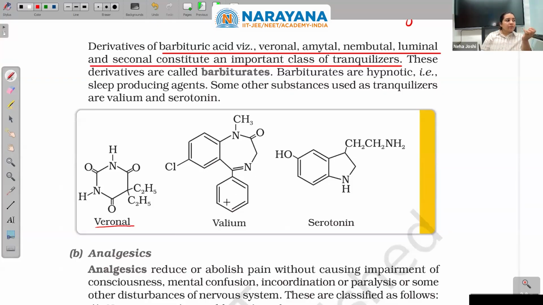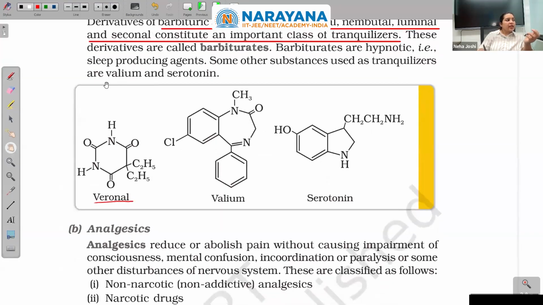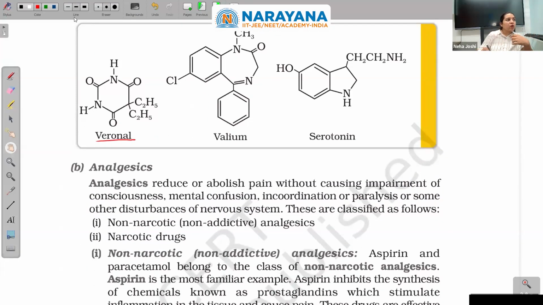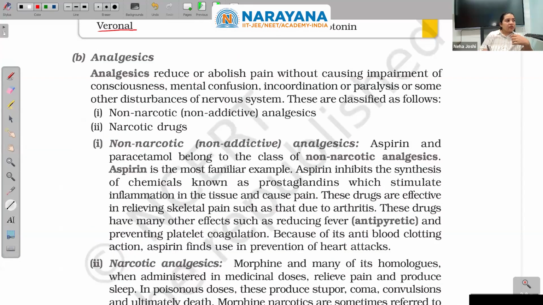Now, valium is of a different type. Some other substances which are used are valium and serotonin. They are not barbiturates. Veronal is a barbiturate. Next is analgesic. Analgesics reduce or abolish pain without causing impairment of consciousness, mental confusion, incoordination, or paralysis or other disturbances of the nervous system.